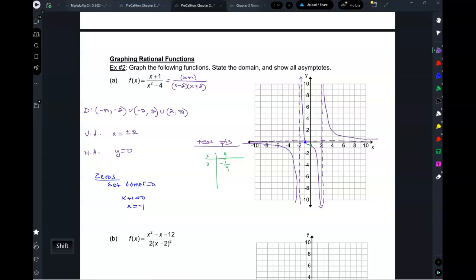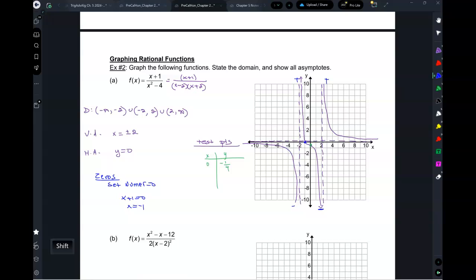Notice, at the asymptotes, the graph changed signs. Here, the graph was negative, but when it re-entered, the graph is positive. Here, y is positive, but on the other side of the asymptote, y is negative. It's also like multiplicities. Okay, more to follow.